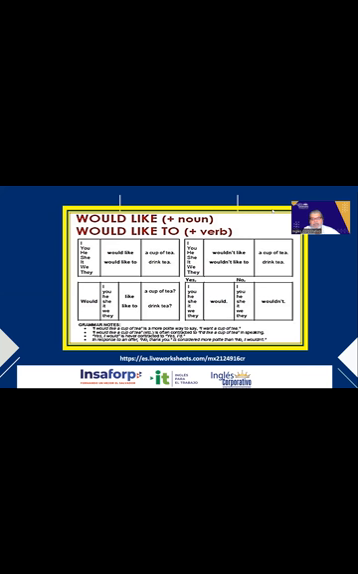Ok. Les estoy explicando que cuando solo usamos, por ejemplo, would like con un sustantivo, con un nombre, un objeto, ¿ya? No usamos would like to. I would like a cup of tea. Me gustaría una taza de té. Pero si yo lo que uso es un verbo aquí, ya usamos I would like to drink tea.